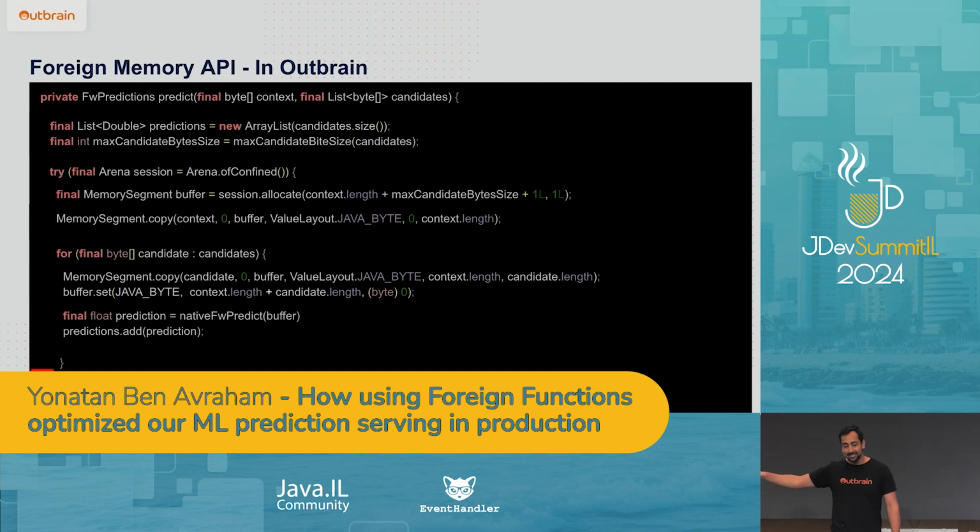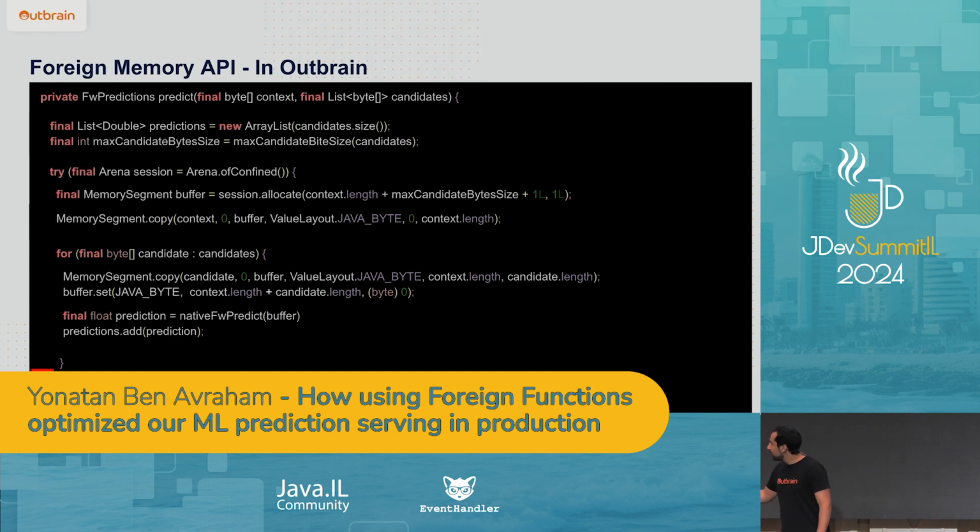Once we are out of this scope, the memory segment we just allocated will be automatically deallocated because the arena will run its close function. And that's a very nice and implicit way for us with arena to deallocate memory. And once we have all the predictions, we return the predictions.